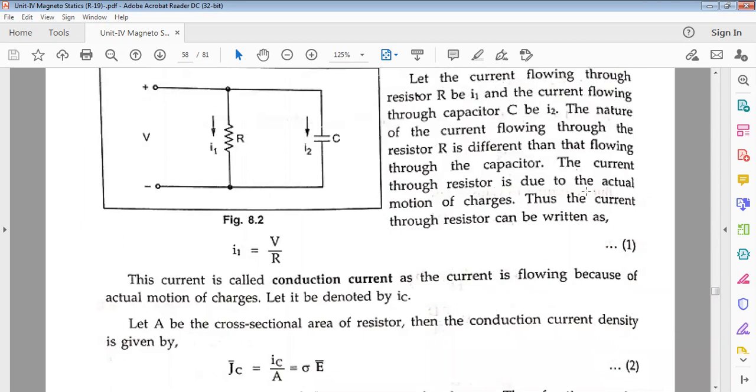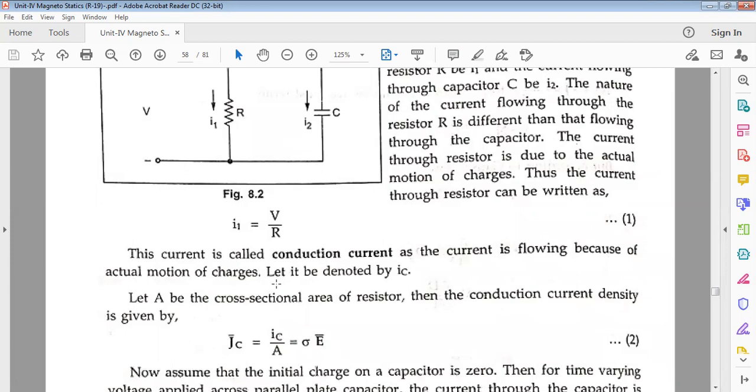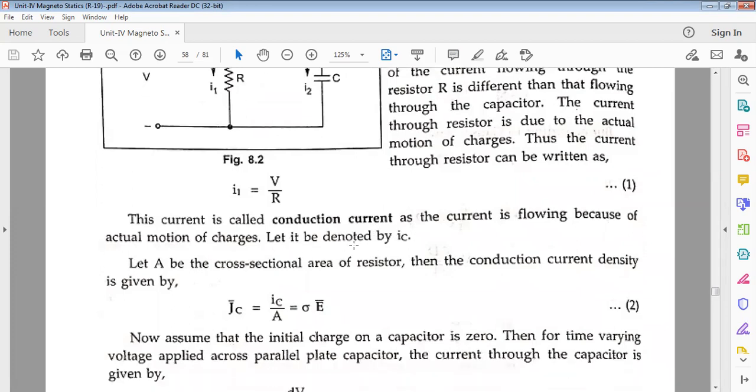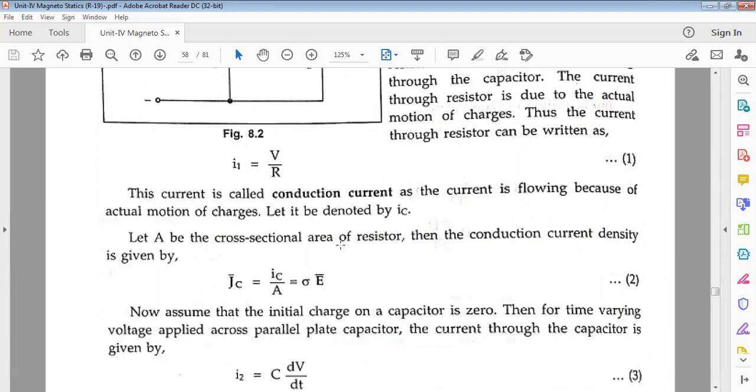The current flows through the capacitor due to the actual motion of charges. Thus, the current through the resistance can be written as I1 is equal to V by R. This current is called the conduction current. As the current is flowing because of the actual motion of the charges, let it be denoted by IC.